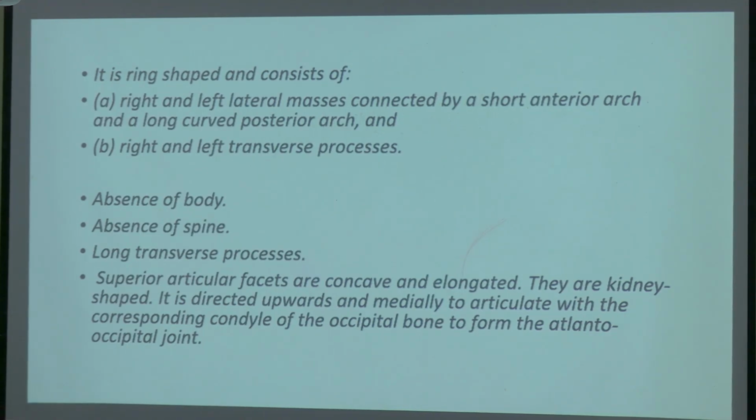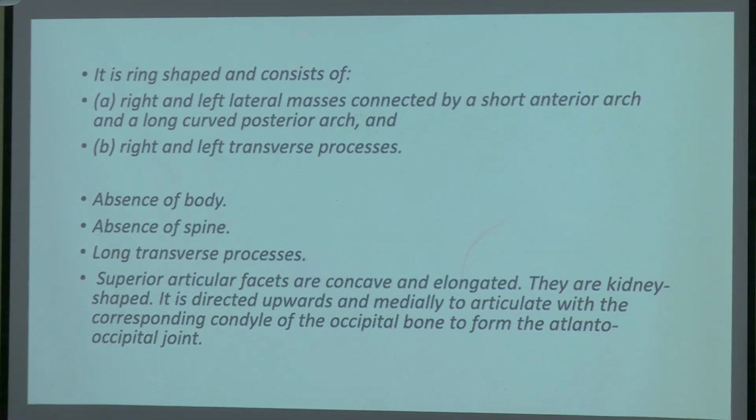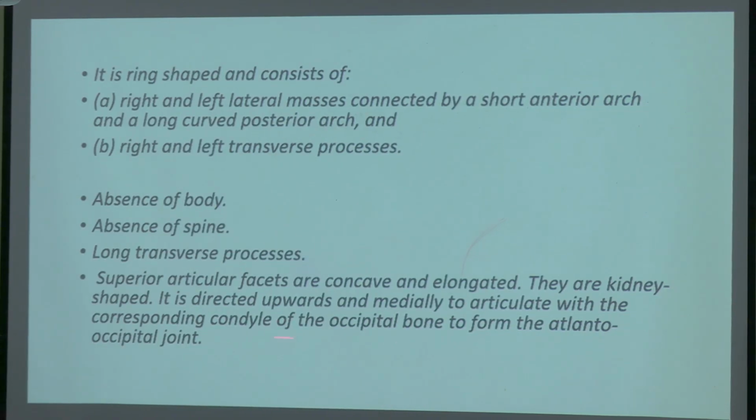This is the superior articular facet. What's the shape? Concave and elongated. They are kidney shaped. What's the direction? Superior articular facet is directed upwards and medially. It articulates with the condyle of the occipital bone. And it forms which joint? Condyle of the occipital bone.